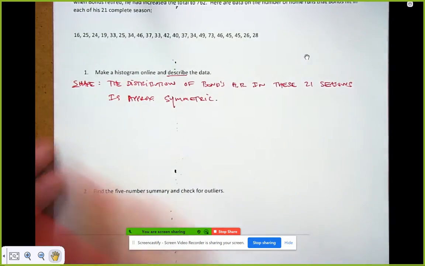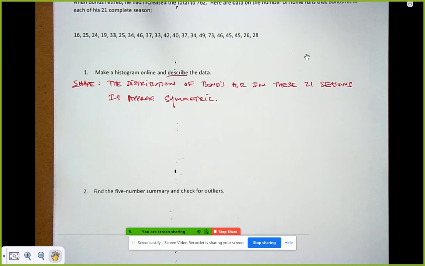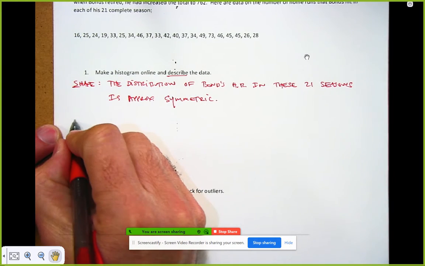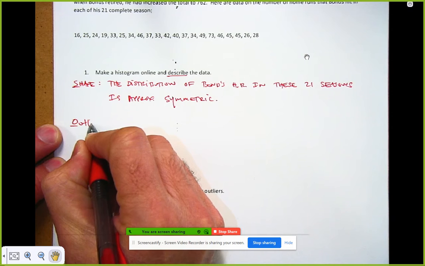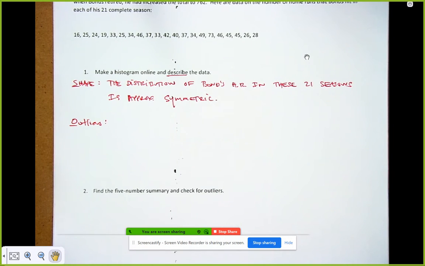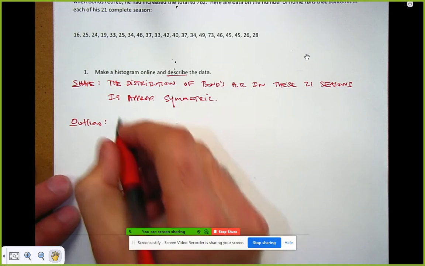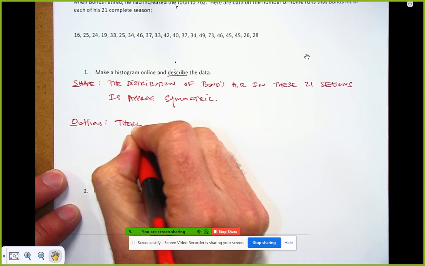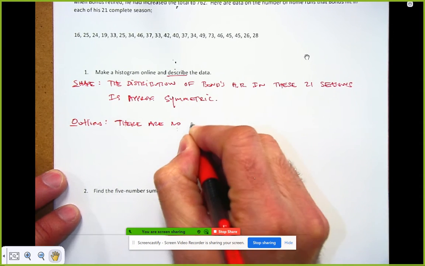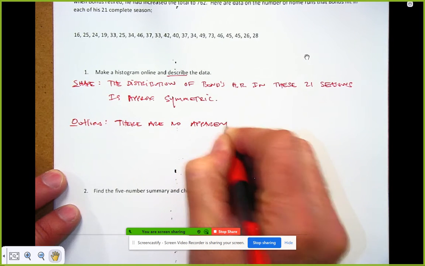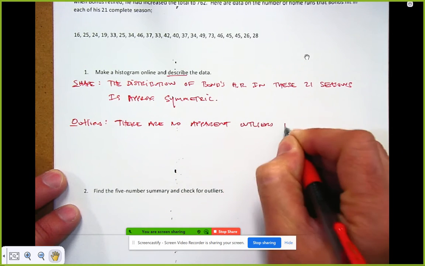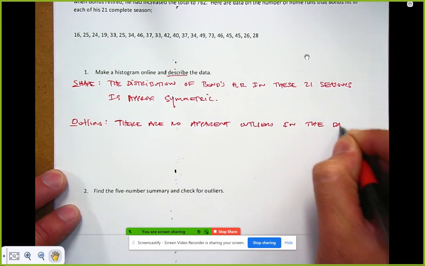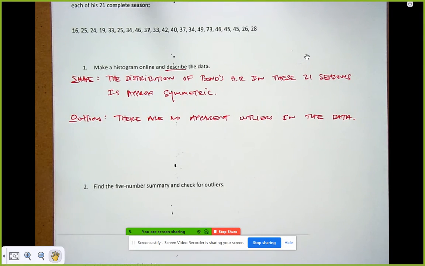And so this is a total review of the class so far. Right? So you describe S for shape. Then your next acronym is O, and that's for outliers. And what you're supposed to do on outliers is look back at your histogram. And if you guys remember looking, all the bars were right next to each other. So you would say there are no apparent outliers in the data. And if there are none, you don't skip it, right? You address the fact that you looked and there are no apparent outliers.